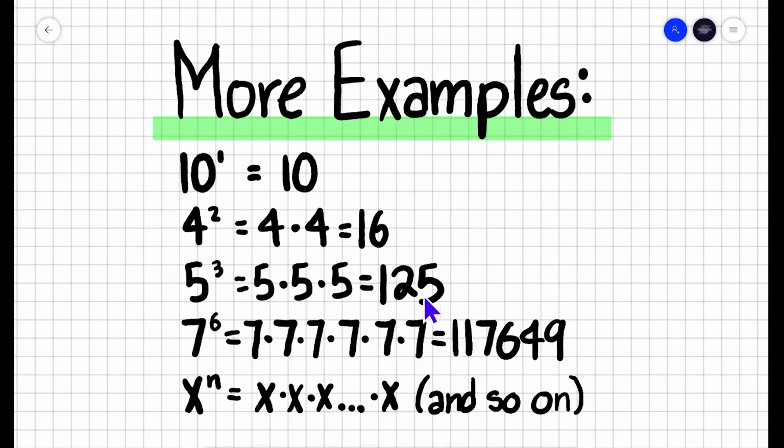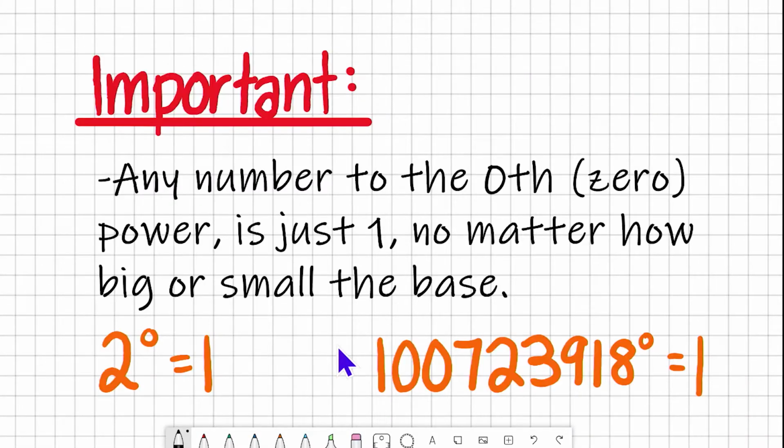Next up we have just a random number. I just picked 6. So it's just 7 times 7 times 7 times 7 times 7 times 7. So 1, 2, 3, 4, 5, 6. 7 to the 6th power is 117,649, I believe. And then here are variables. I covered this in my last lesson about what variables are. Go check that out once again. So it's just x times x, how many times n is, and so on.